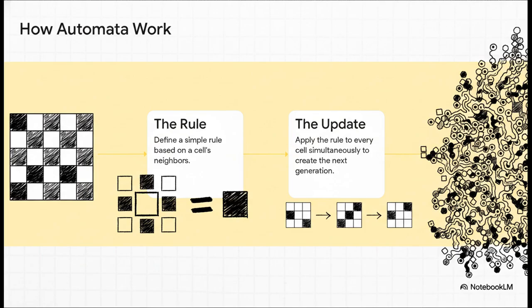Okay, so the way these things work is honestly deceptively simple. You start with a grid, right? And each little cell has a state. Let's just say on or off. Then you define a really simple rule based on its neighbors. Something like, hey, a cell turns on if exactly 3 of its neighbors are on. And then you just apply that rule to the whole grid, all at once, over and over again.